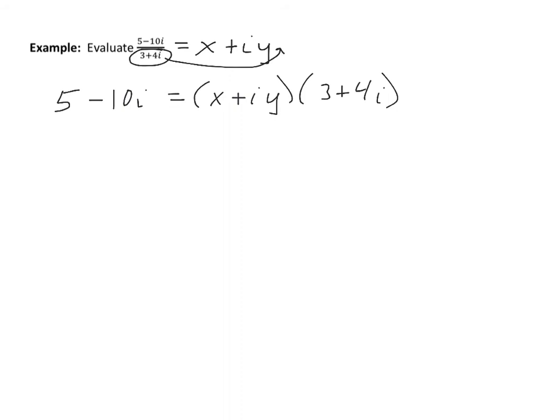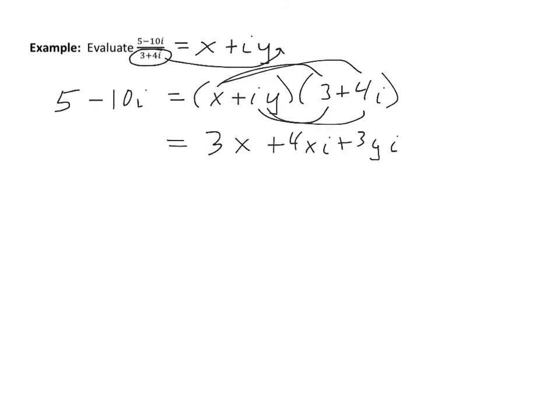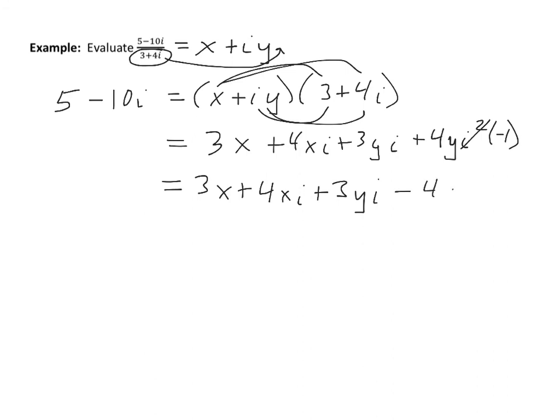In order to work this out, I'm going to need to expand the right-hand side. So I'm going to get 3x plus 4xi, and then here plus 3yi, and then finally plus 4yi squared. We've noted that the i squared becomes negative 1, and so really the right-hand side here becomes 3x plus 4xi plus 3yi minus 4y. And our left-hand side is still 5 minus 10i.